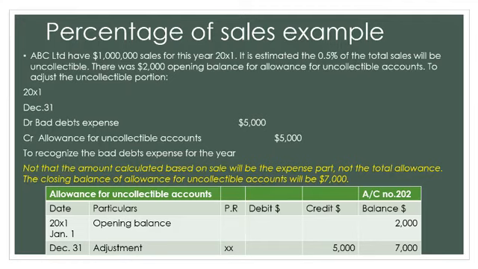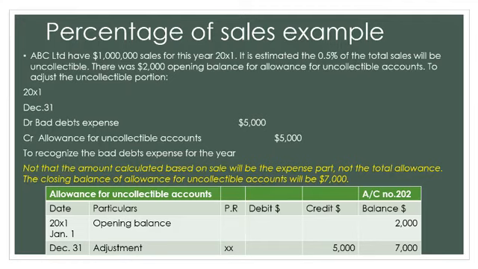Now, when you do this, you just have to multiply that 0.5% against that $1 million sales, which gives $5,000. Take note that the amount calculated based on the sales will be the net or the expense part, not the total allowance. Meaning the closing balance for uncollectible accounts will be $7,000.